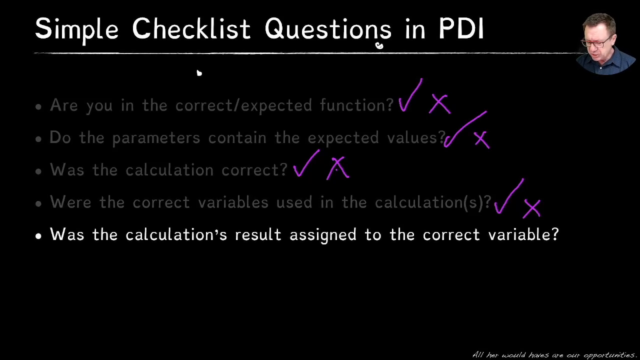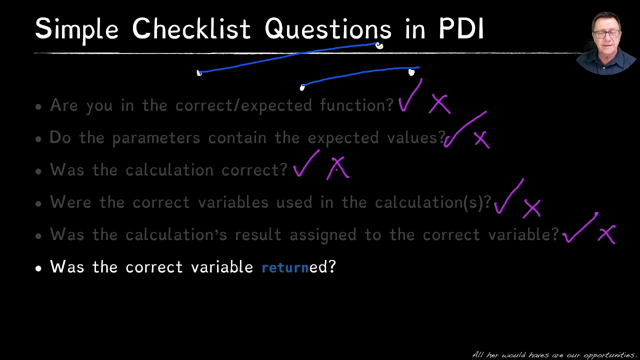Was the calculation's result assigned to the correct variable? Again, you're going, David, well, this one, if I come back up here, we assigned that. But what happens if somewhere in our code, we're checking multiple distances? Did we assign it to the correct one? That is really important. Did we? Yes or no?